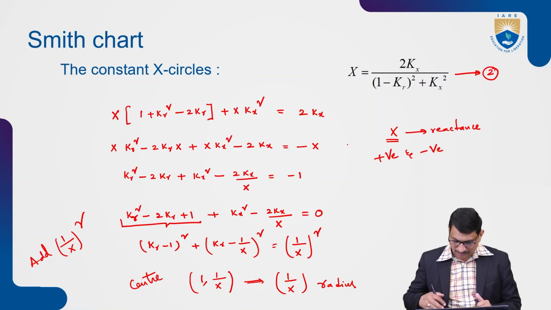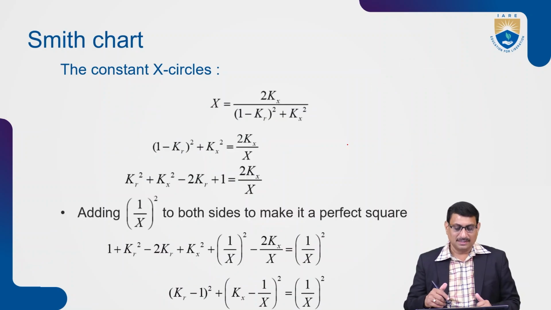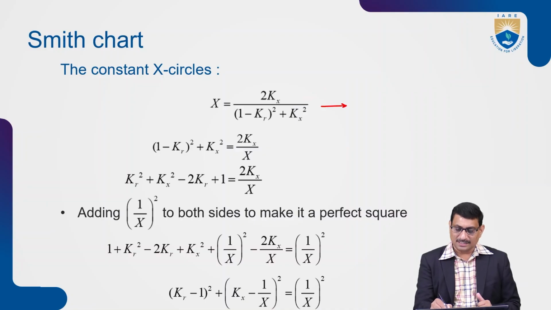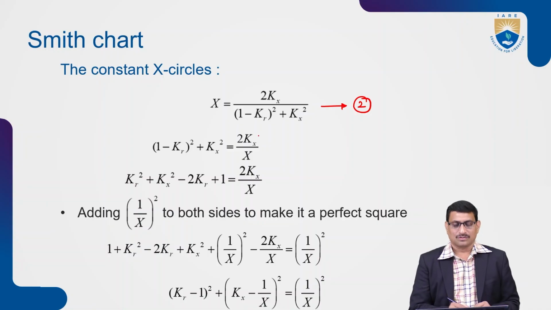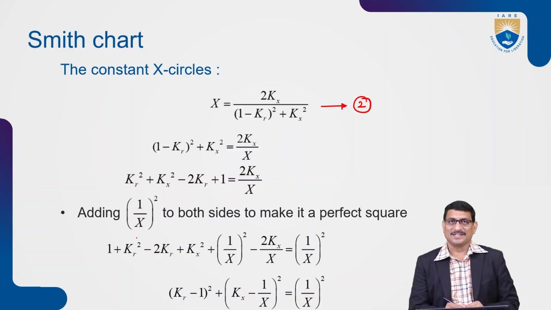And before going to that, once again I'll summarize. We considered the expression for x by equating the imaginary parts on both sides of the equation for the reflection coefficient, and we got x equal to this expression. We started to simplify it. To make it a perfect square, we added 1 by x whole square on both sides of that equation, and we got this expression.